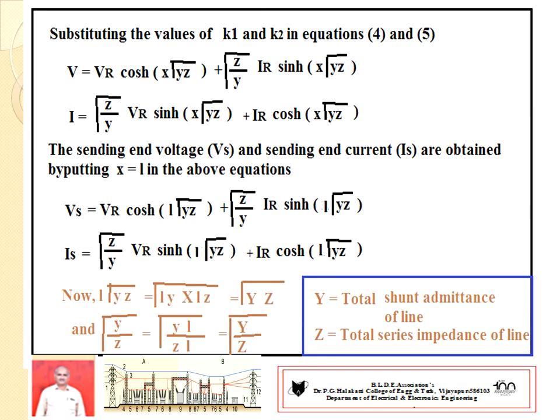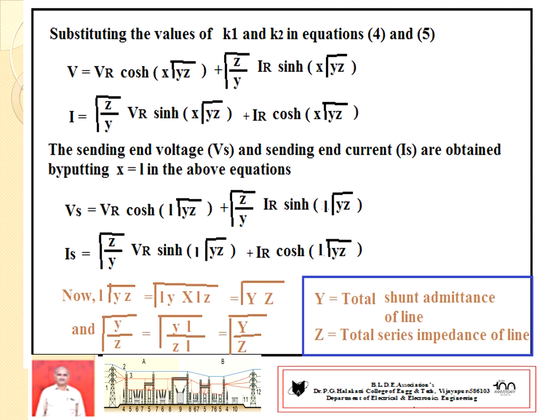Substituting these values of K1 and K2 in equations 4 and 5. In terms of K1 and K2 it is written, then you replace the K1 and K2 values. So finally you write the expressions for voltage and current. Just replace K1 and K2.